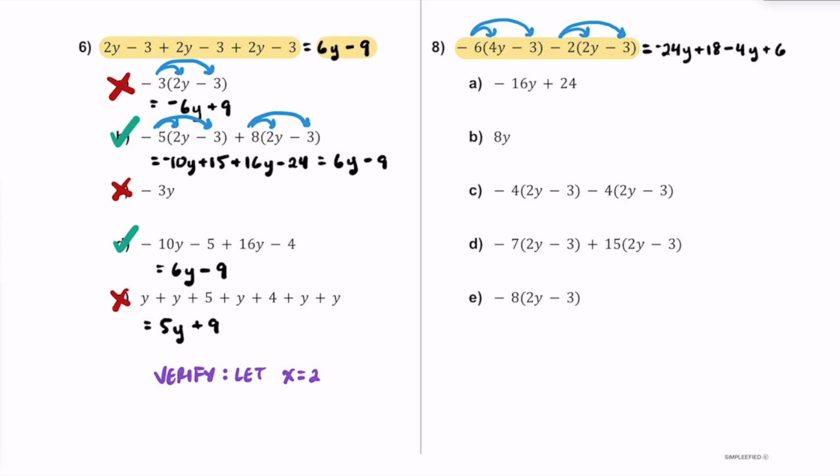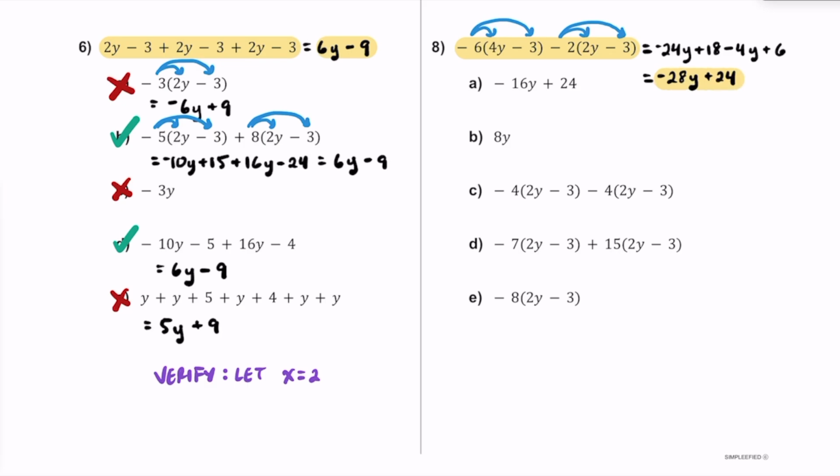Combining some like terms here, we're going to say negative 24y minus 4y is negative 28y. And then also this 18 plus 6 is going to be 24, so plus 24. So this right here would be the most simplified version of our original expression.